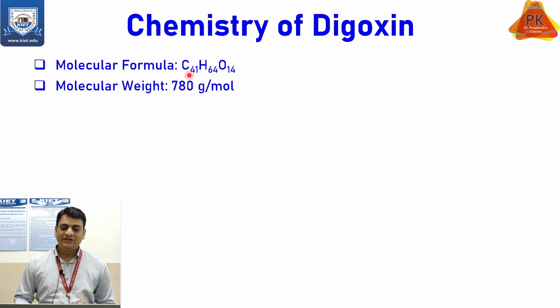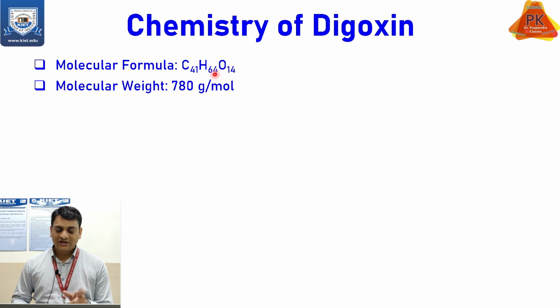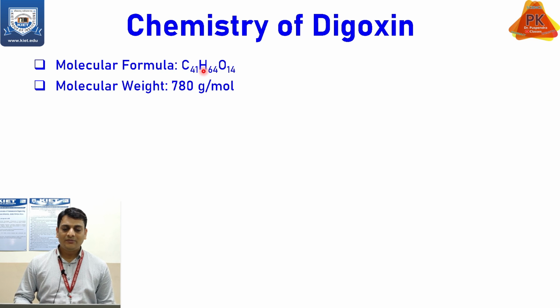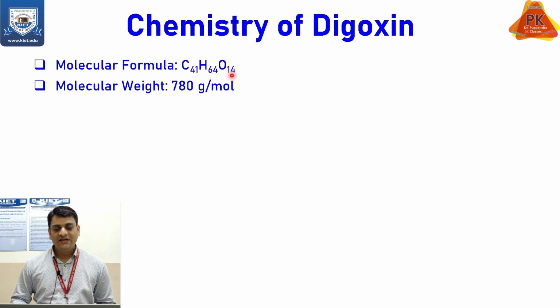So here we will multiply 41 into 12 because the molecular weight of carbon is 12. Here 64 into 1 because the molecular weight of hydrogen is 1, and 14 into 16. So after multiplying all these three, we will add all the results. After that we will get the result of 780, which will be the molecular weight of digoxin.